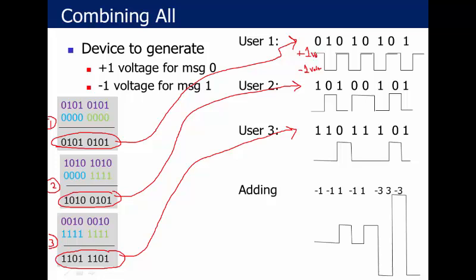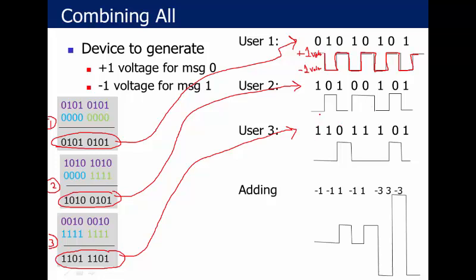Positive 1 volt. 0 means positive 1, 1 means negative 1, right? And 0 means positive 1. So the chips are: negative 1, positive 1, negative 1, positive 1, negative 1.